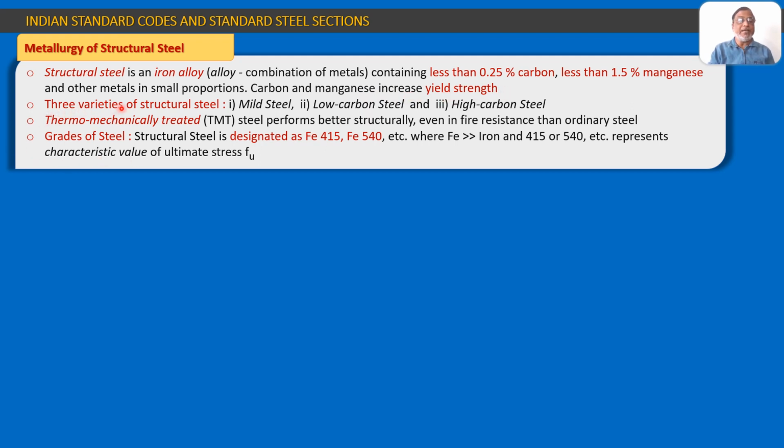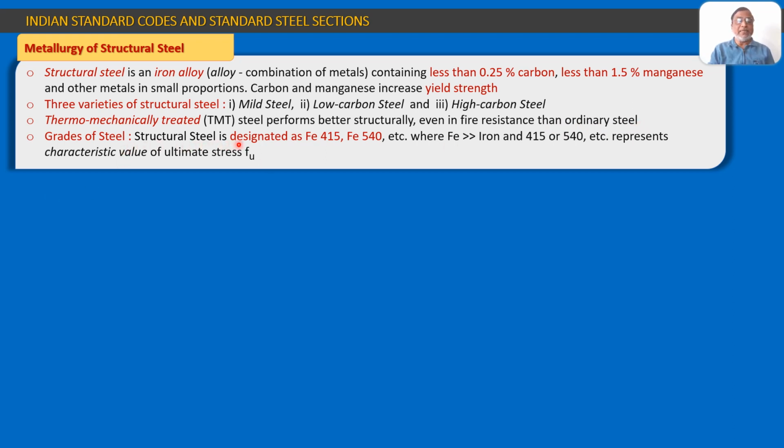There are three varieties of structural steel. One, mild steel. Second, low carbon steel. Third, high carbon steel. There is another variety called thermomechanically treated, that is TMT steel, which performs better structurally than the ordinary steel, and it has got even higher fire resistance than ordinary steel.